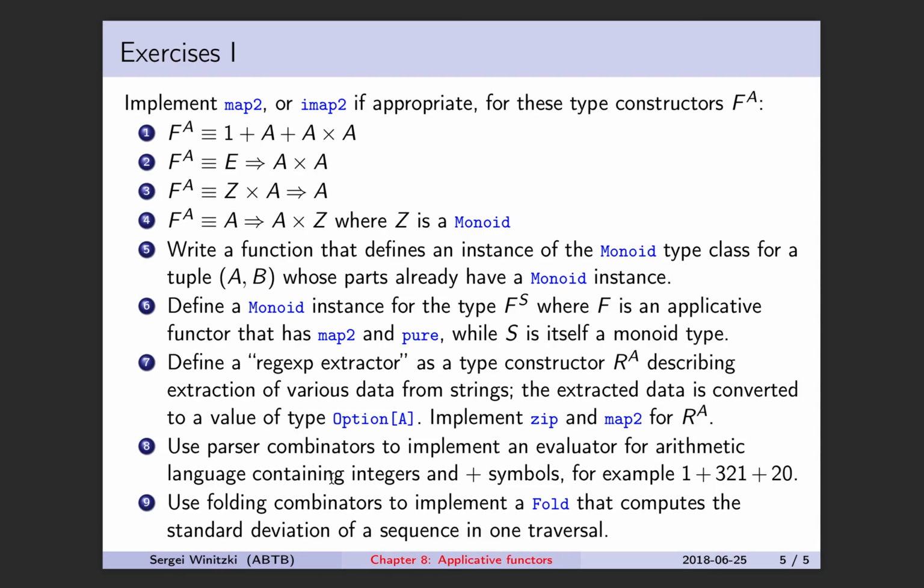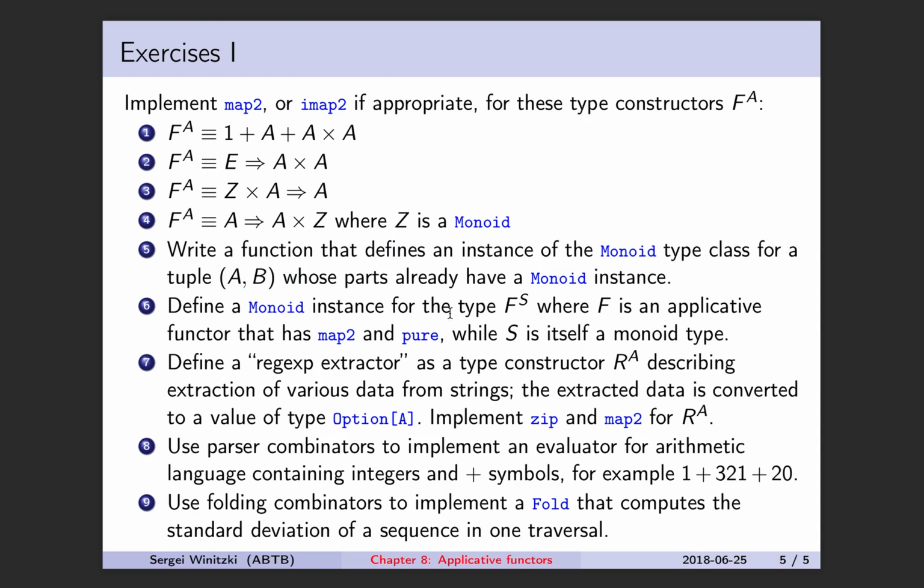So here are some exercises on this material. Here you should implement map2 or imap2 as appropriate for these type constructors. Some of them are not functors. And as I showed for the semigroup, you should do the same for the monoid, to define a type class instance for the pair.